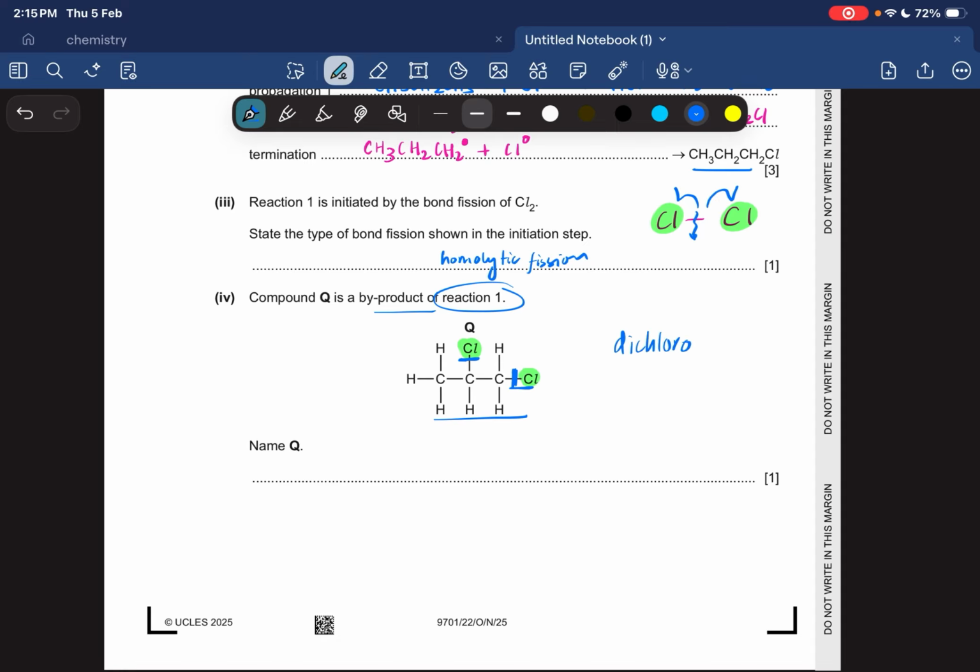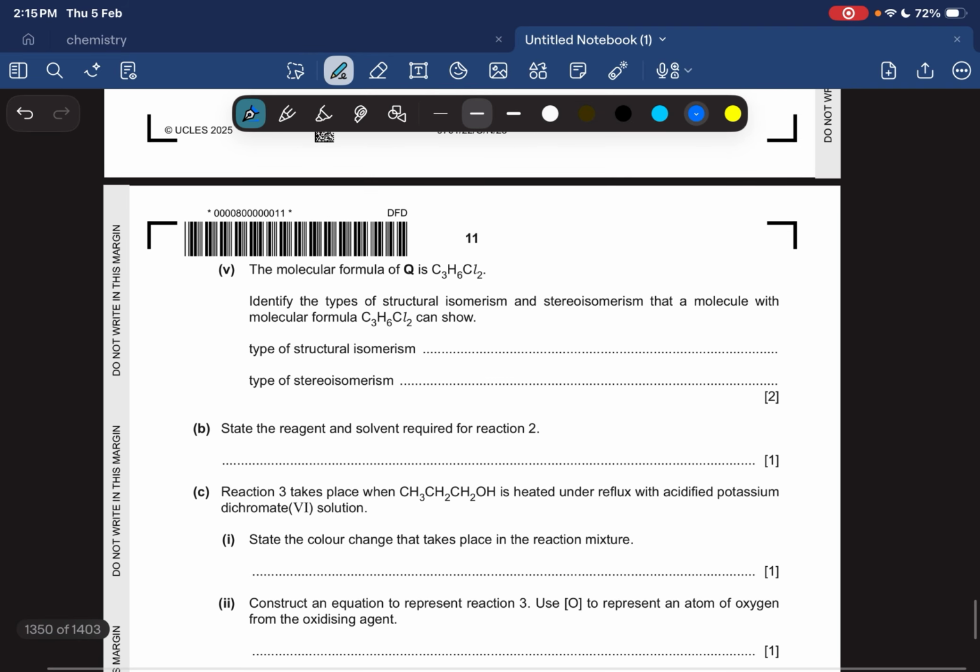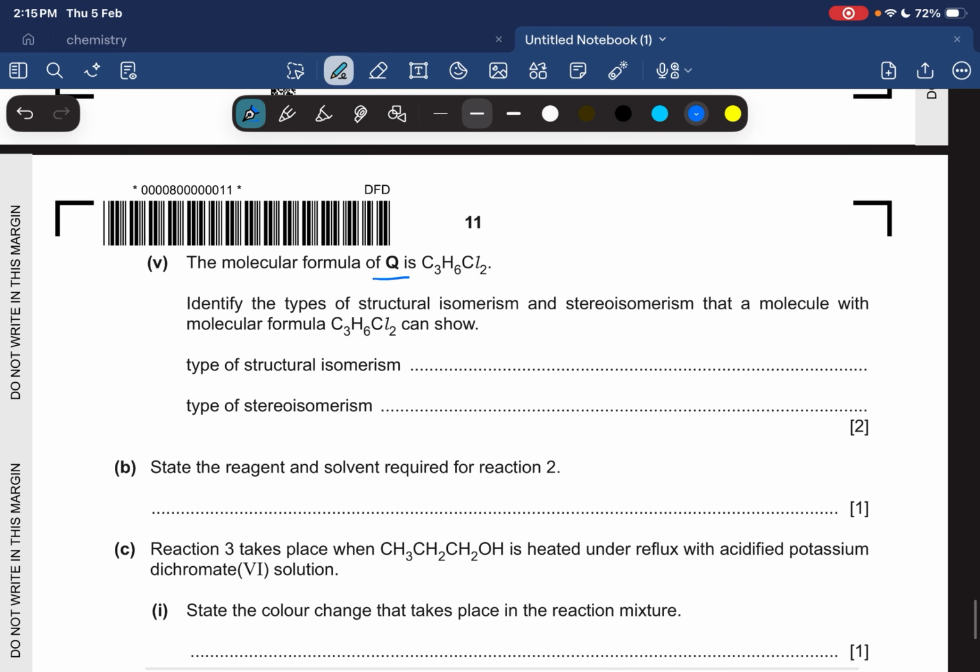The first chlorine is on carbon 1, the second chlorine is on carbon 2, so carbon 1, carbon 2, dichloro, and then because we have a 3 carbon chain, we have propane. So that is 1,2-dichloropropane, right? 1,2-dichloropropane. The molecular formula of Q is this.